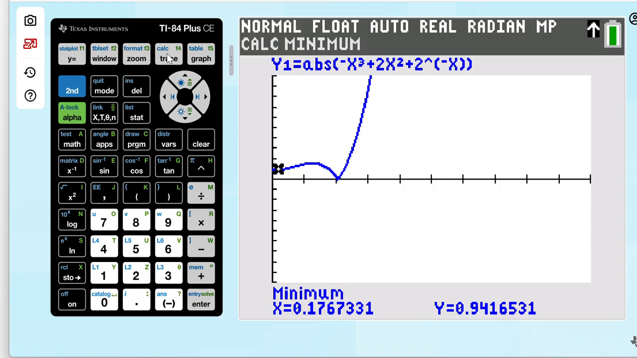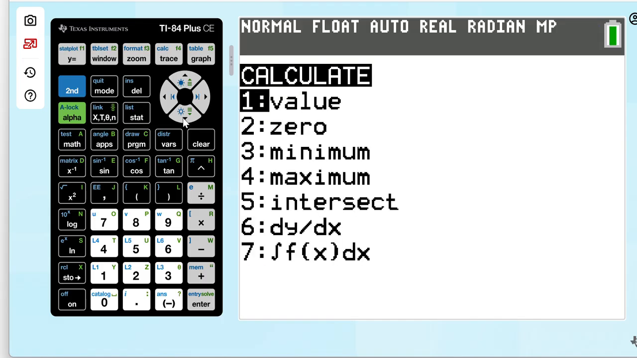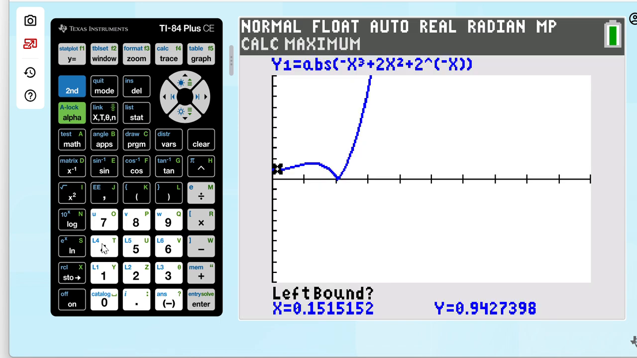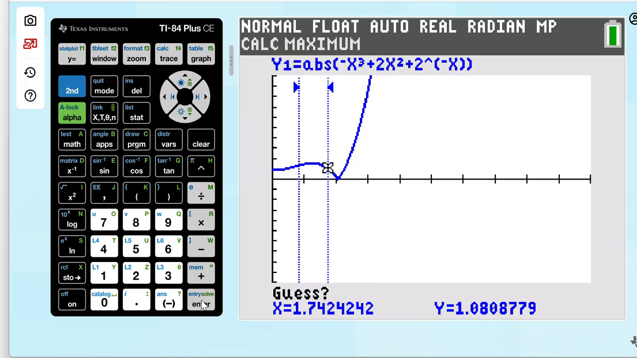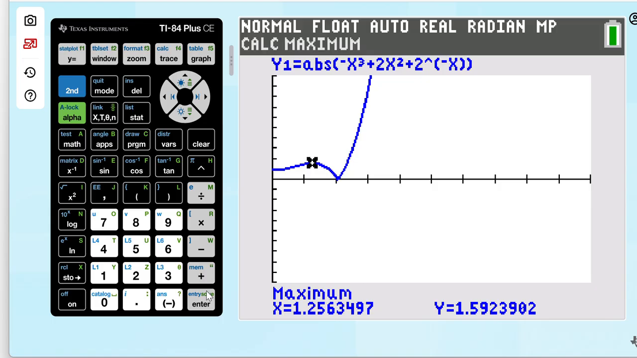We'll do second, trace, and we'll find option 4, the maximum. We'll scroll over till we're pretty close to that maximum, hit enter, and then scroll over till we are past that maximum, hit enter, and hit enter again. And we can see that it's going to stop increasing at 1.256.